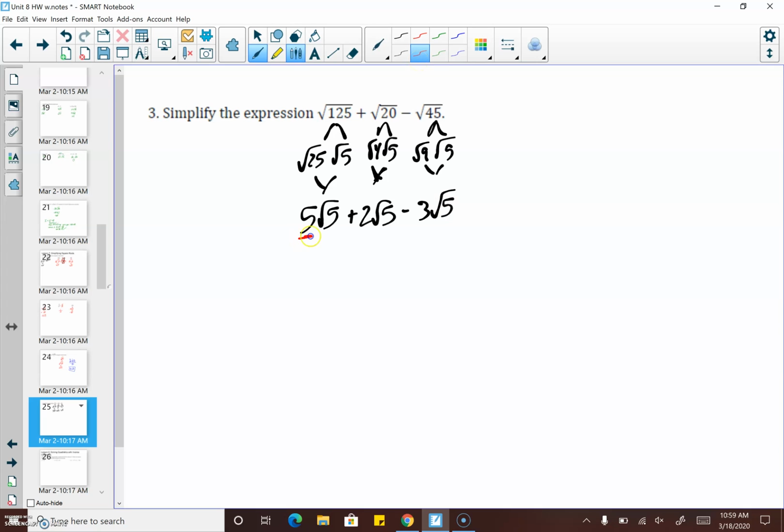So when you add and subtract all these together, you're really just going to add and subtract your coefficients. So 5 plus 2 gives us 7. 7 minus 3 gives us 4. And then we're just going to keep that square root of 5 consistent, and it's just going to remain in our final answer. So remember, you can only add or subtract your radicals if they have the same exact number underneath.